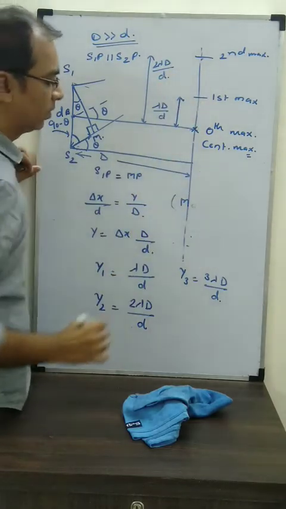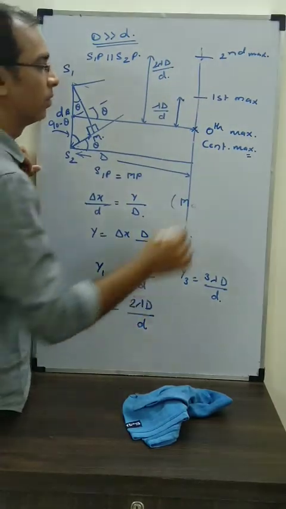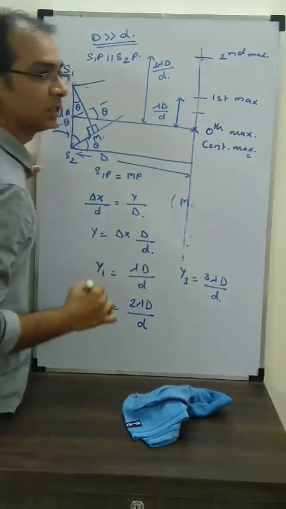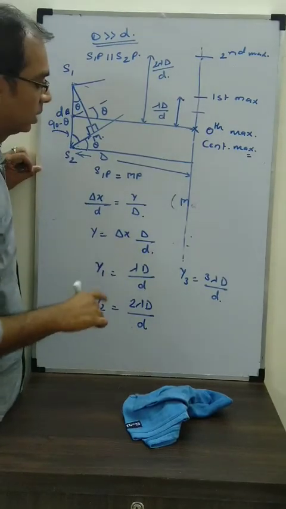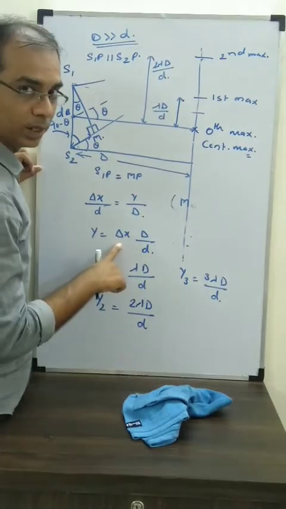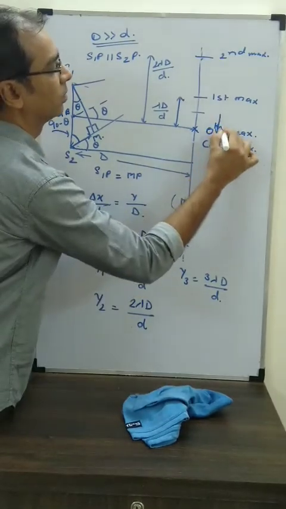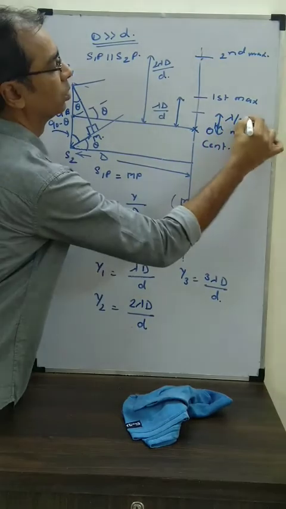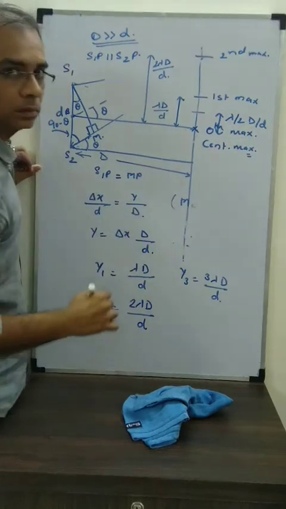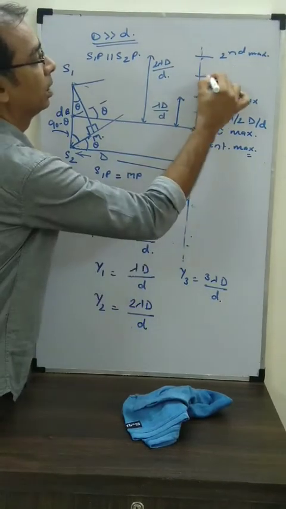Same way, if I am going to find minima, what should be the path difference? Lambda by 2. Delta x value should be lambda by 2. So this value here will come as lambda D by 2d. Then the second minima, which will be here.